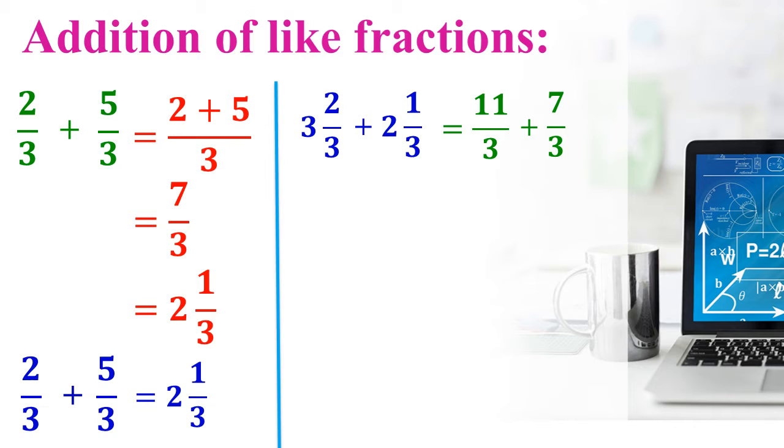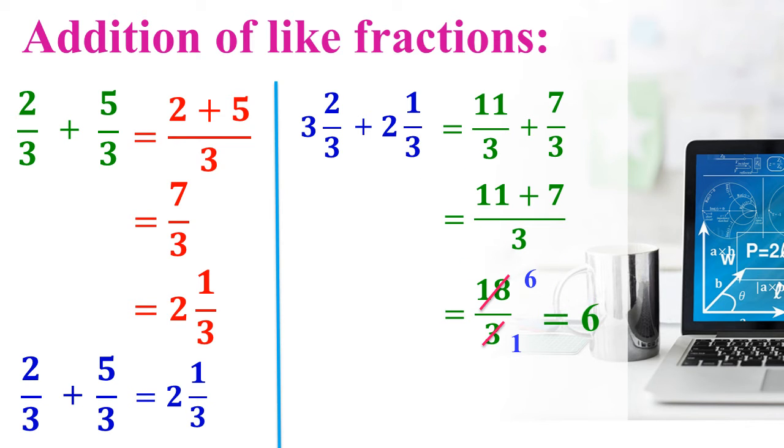So here these are like fractions. Next we shall add the numerators. So 11 plus 7 divided by the common denominator 3. So the answer is 18 divided by 3. Next reduce to the lowest term. Here 1 3s are 3, 6 3s are 18. So the answer is 6. So the answer is 3 and 2 by 3 plus 2 and 1 by 3 equals 6.